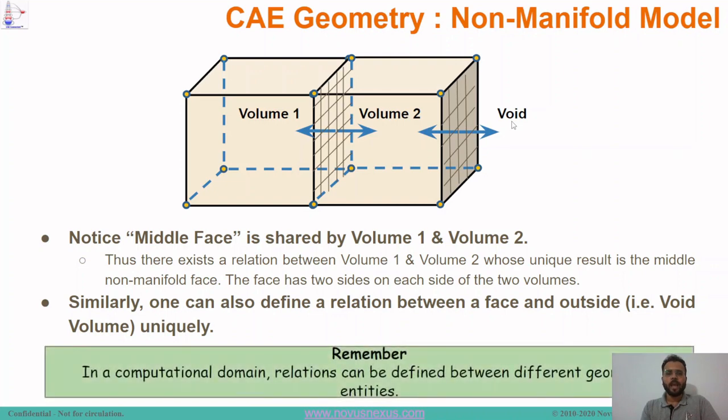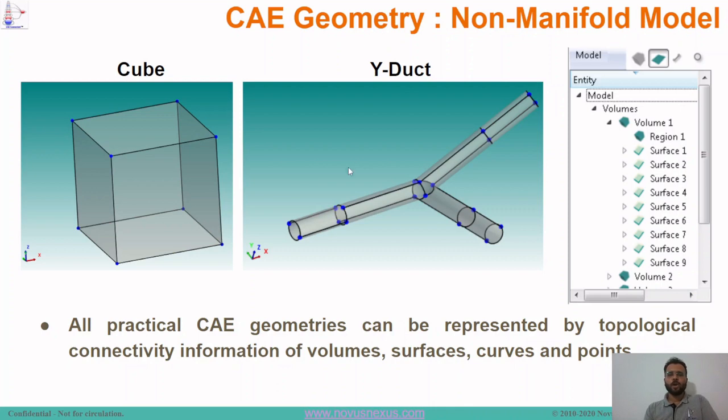So please remember that in a computational domain, relations can be defined between different geometric entities. Like a cube, all practical CAE geometries, no matter how complex they are, can be represented by topological connectivity of volumes, surfaces, curves, and points. We can physically visualize the geometry and hence it is easy to understand. This geometry is what we start with when setting up CAE simulations in the traditional approach.